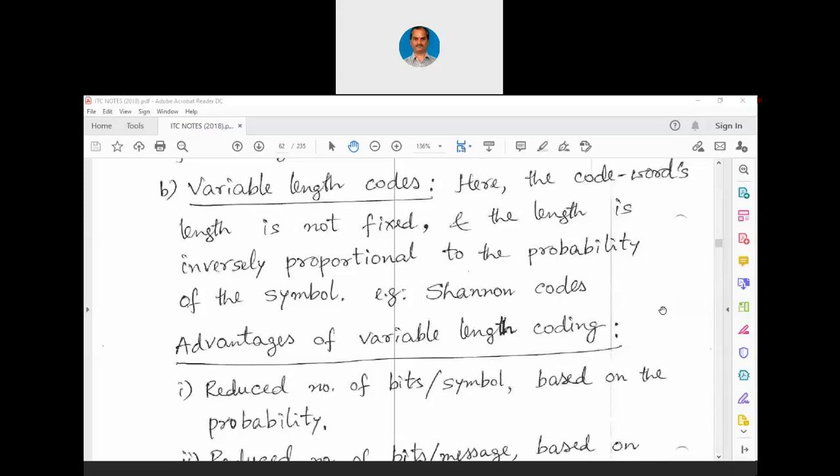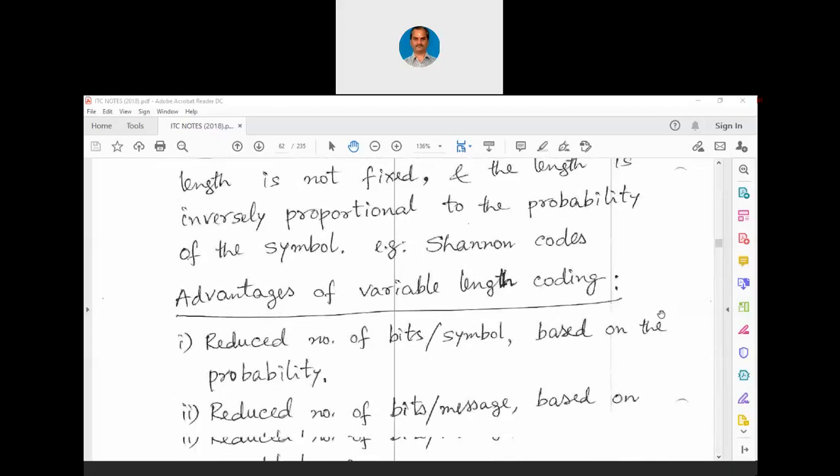Let us see what are the advantages of these variable length codes. Whatever are the advantages of the variable length codes, they themselves are the disadvantages of the fixed length code. And whatever are the disadvantages of the variable length code, they themselves are the advantages of the fixed length code. Okay. So the advantages of variable length coding are: reduced number of bits per symbol based on the probability. This we have seen. Next, reduced number of bits per message based on the block size. That also we have seen. Now each symbol will have a lesser number of bits because it is based on the probability.